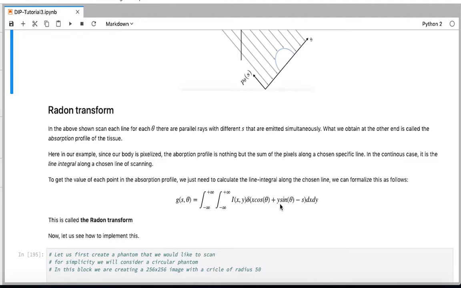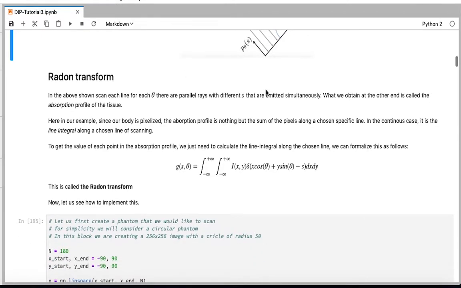What it means is, delta is everywhere 0 except when the term inside is 0. Only when the term inside is 0, the delta shoots, and you get a value. Let's say you choose a particular s and theta, you get this value. Then you take another s and the same theta, you get this, and when you scan along all the s, you get the whole absorption profile.